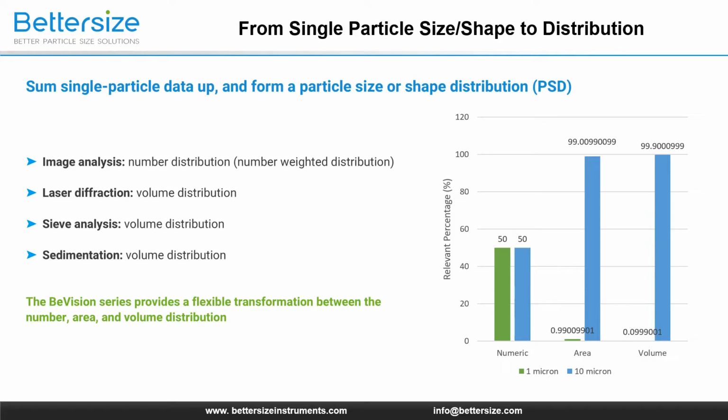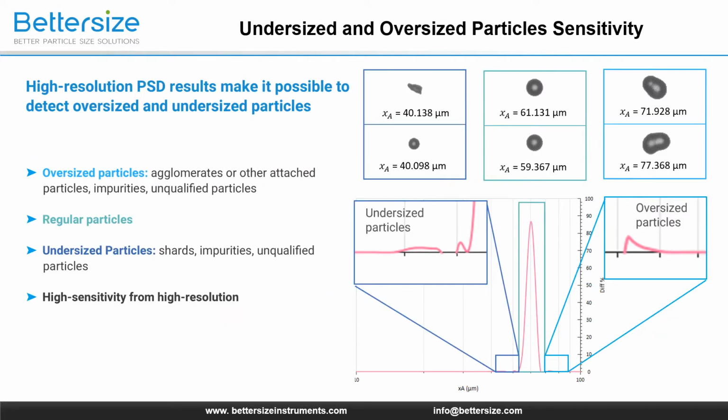To compare results of the image analysis with the other methods, the Bayesian series offers a convenient transformation function. Users can transform the display distribution type of a sample easily. Now we have known how the single particle data forms a PSD in the image analysis method. But what does that mean to us?